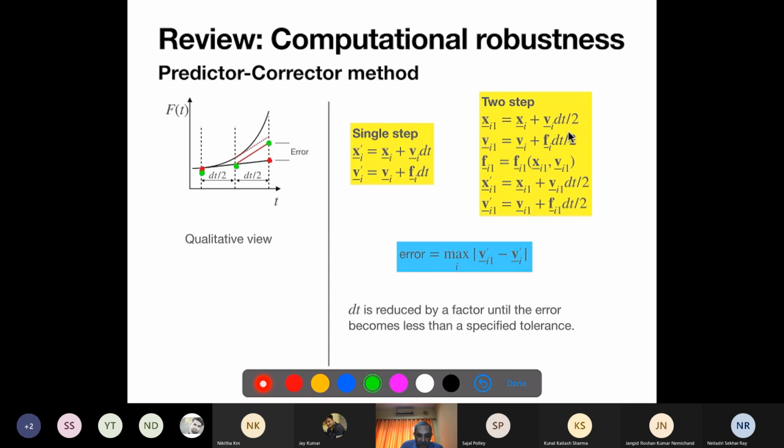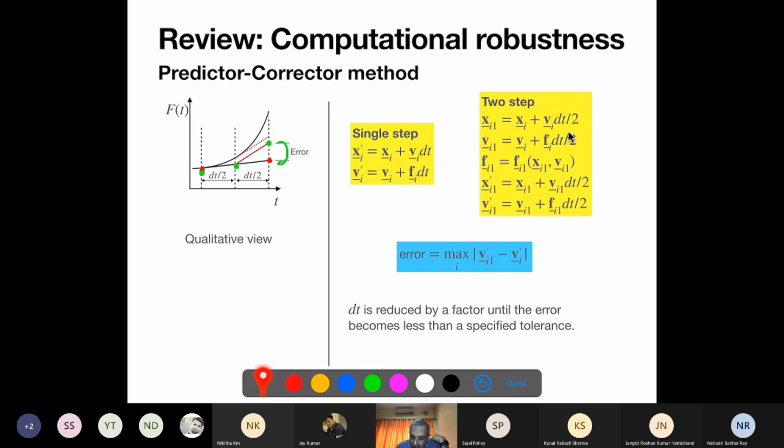And we can assume that the difference between the green dot and the red dot at time t plus delta t is proportional to the error. So this is how you do the two-step. You first take the first step just like this, but only it's dt by 2.